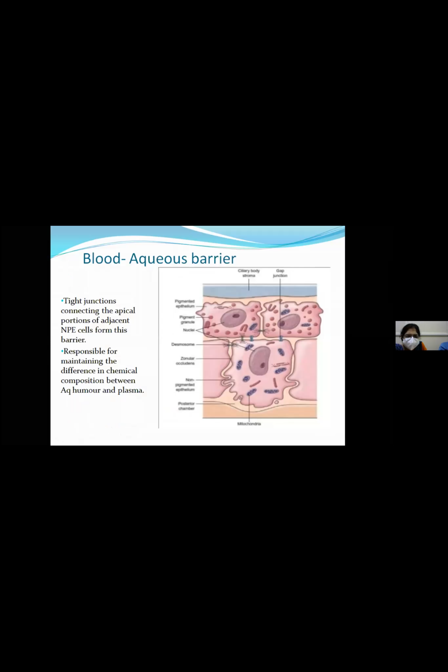There is something called the blood aqueous barrier. As we have seen in the non-pigmented epithelium of the ciliary body, the apical parts of the non-pigmented epithelium contain tight junctions. This forms the blood aqueous barrier, and this is responsible for maintaining the difference in chemical composition between aqueous humor and plasma.